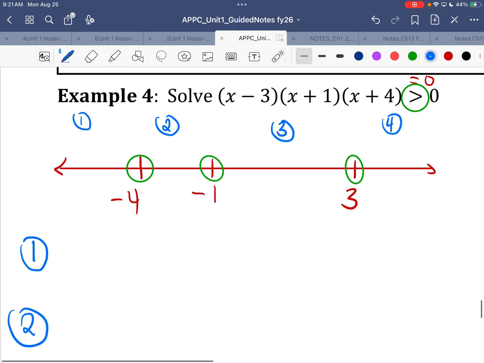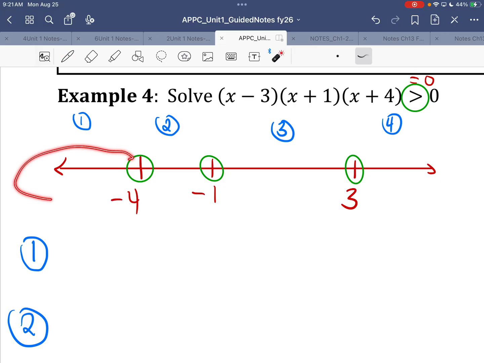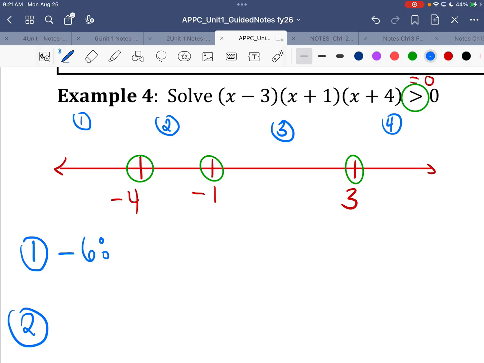Okay, what is a number in interval 1 that might be easy to plug in? -2 is not in interval 1. Interval 1 is everything smaller than -4. I heard -6. -5 would also work.